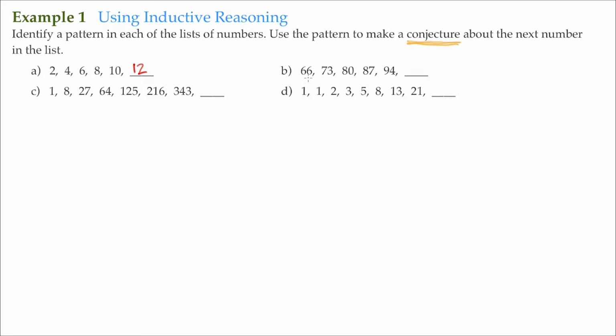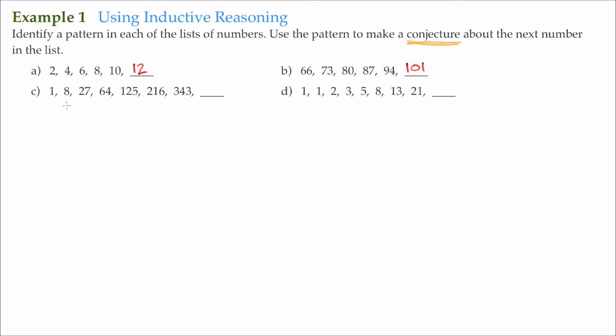For B, we have 66, 73, 80, 87, 94. And if we just kind of look and observe here, we can see that the difference between each number, 66 and 73, is 7. The difference between 73 and 80 is 7. The difference between 80 and 87 is 7. 87 and 94 is 7. So then our conjecture would be, if we add 7 more, this would have to be 101.